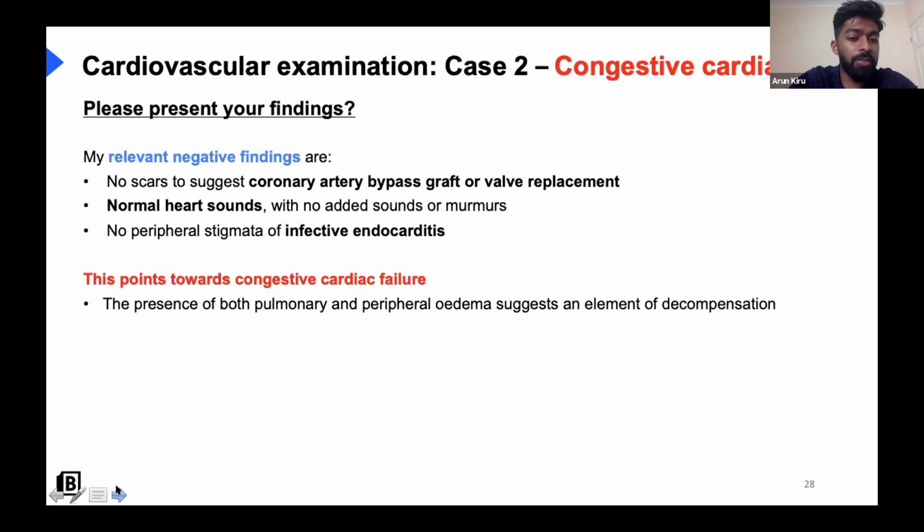So in summary, this points towards congestive cardiac failure, and then you can add in the presence of both some pulmonary edema and peripheral edema. So pulmonary edema from the bibasal crackles, and the peripheral edema, which we saw, the pitting edema up to the knees, suggests an element of decompensation. So we've not only diagnosed this patient, we've also commented that they're not completely stable. This is someone who's kind of on the decline. They've got some features that their heart isn't coping with this heart failure. They're retaining the fluid basically in their lungs and peripherally.